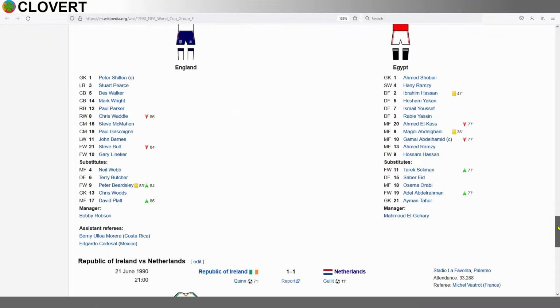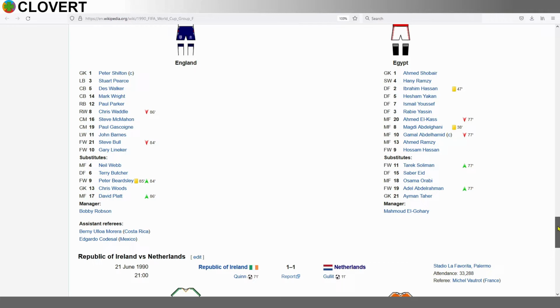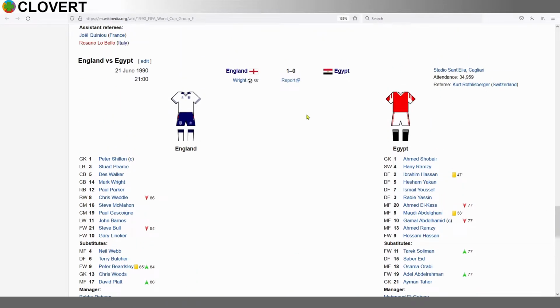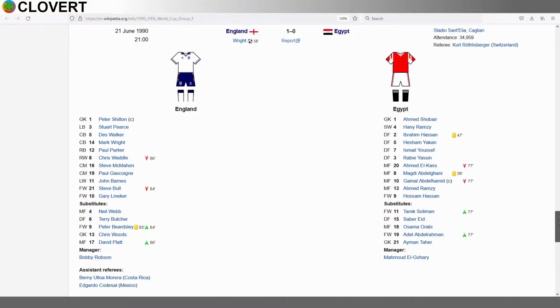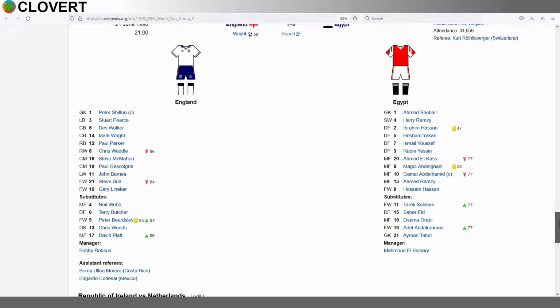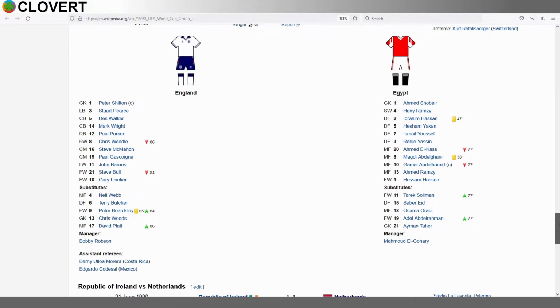It ended 1-1. So what happened in this game was the Netherlands took the lead from Ruud Gullit. So that was after just 11 minutes. So for a long time, it looked like the Netherlands would top the group. They were beating Ireland, and England were drawing 0-0 with Egypt until Wright scored. So then it was England and the Netherlands both leading. So it was going to look like it was going to be the Netherlands and England going through, and Ireland and Egypt would probably be knocked out.